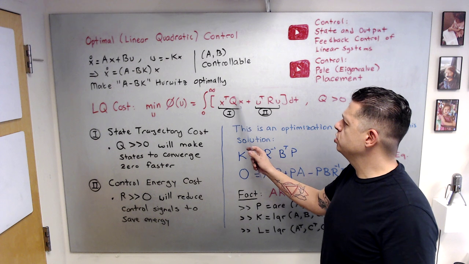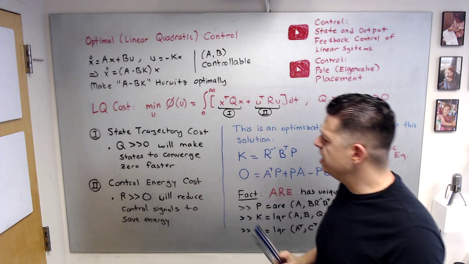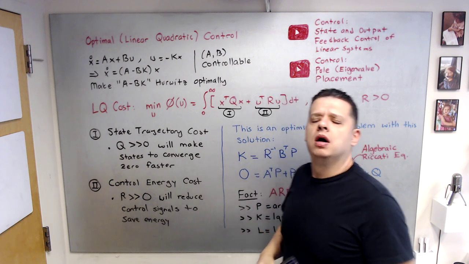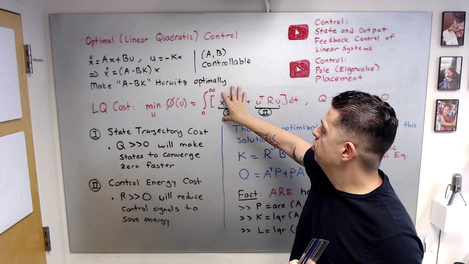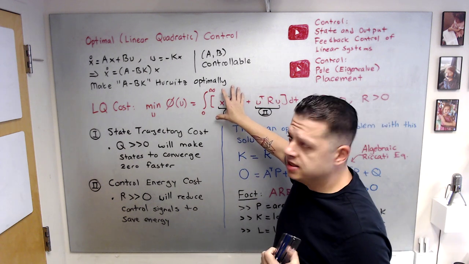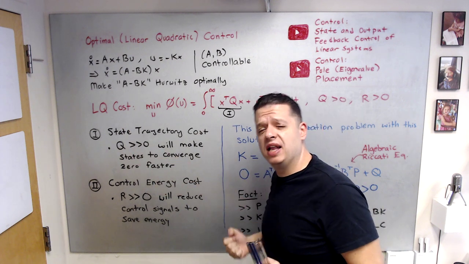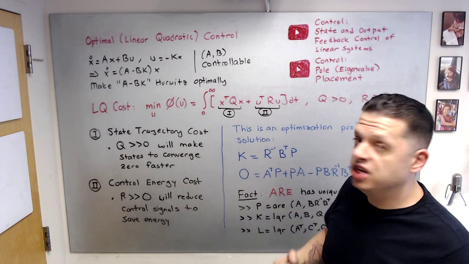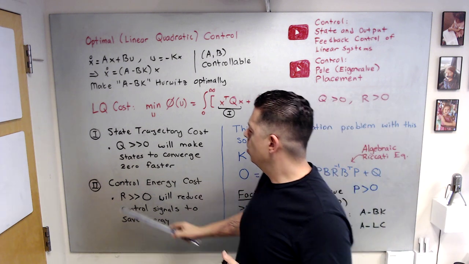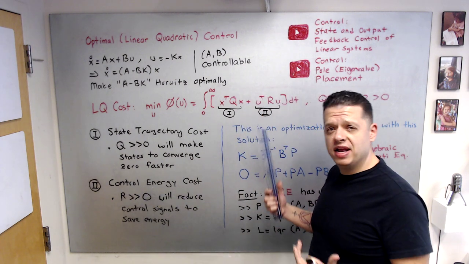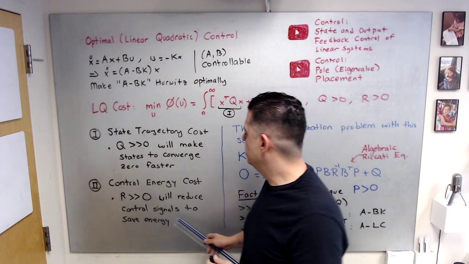First, let's discuss the x transpose Qx part of this cost function. This is called state trajectory cost, meaning that as you increase Q, as you make it larger, you basically put more attention, more weight to this term as compared to the second term. And basically this means your state is more important than control. As you increase Q, you will penalize the states more, you will make them converge to zero faster. Now, the second one, u transpose Ru, is called control energy cost. So if you want to penalize your control to use less control actions, increase R, which will reduce the control signals to save energy.